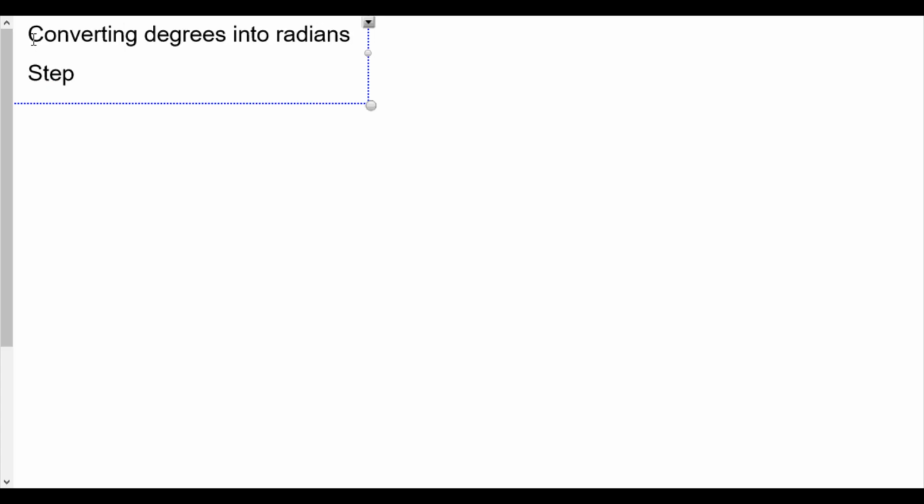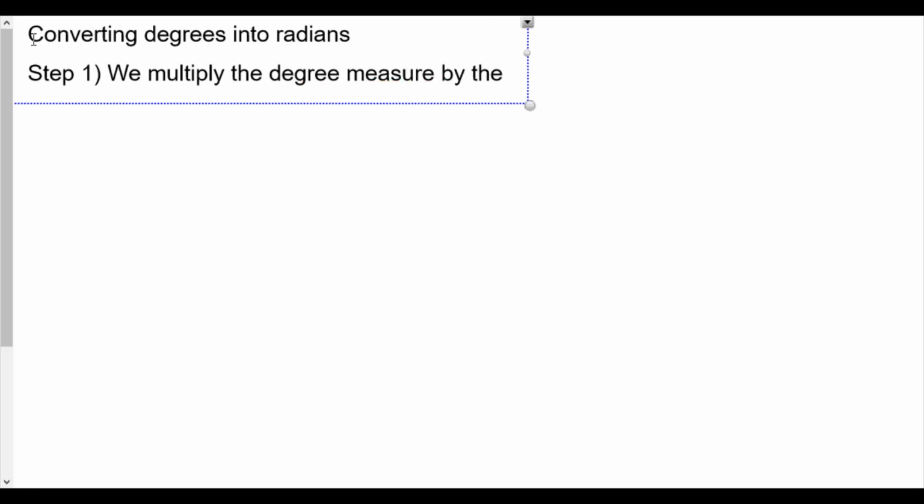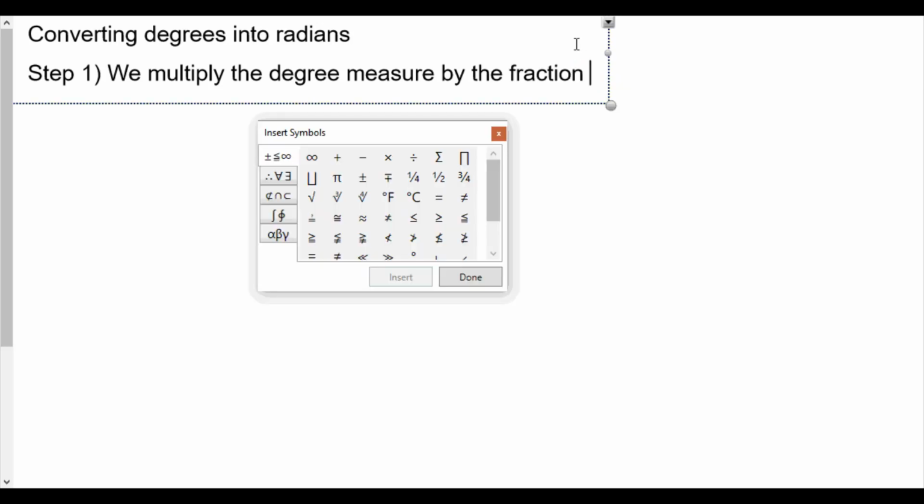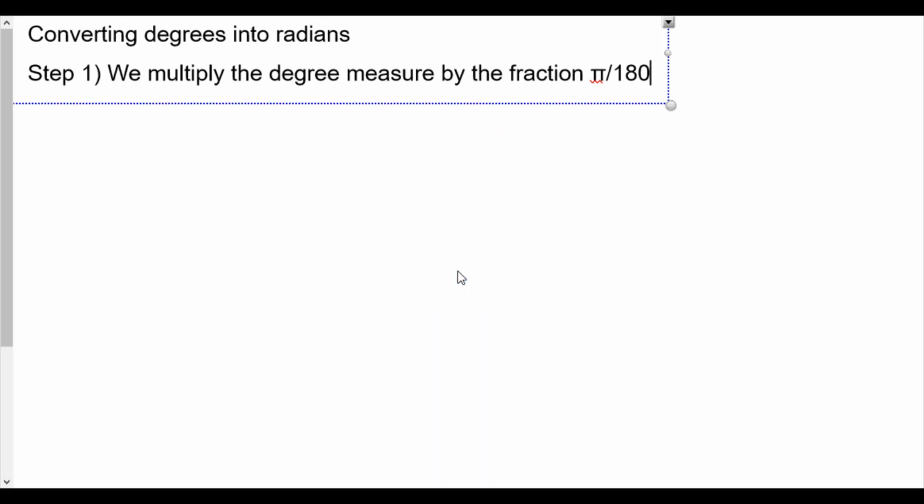Step 1: we multiply the degree measure by the fraction pi over 180. So I should get the pi symbol. Here's a pi symbol. Pi divided by 180 degrees. And I'll put the little degree symbol here.